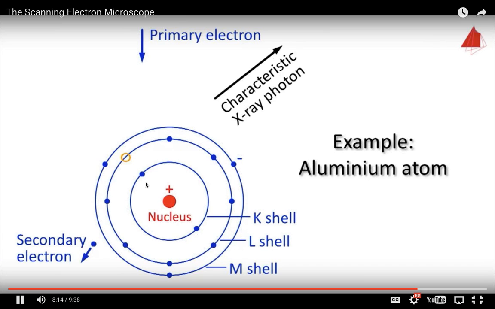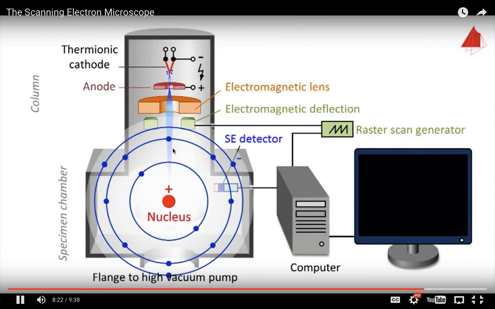Something else I forgot to say is that when the electron is knocked out of the K shell and it becomes unstable, it releases a characteristic X-ray photon to show the X-ray image.